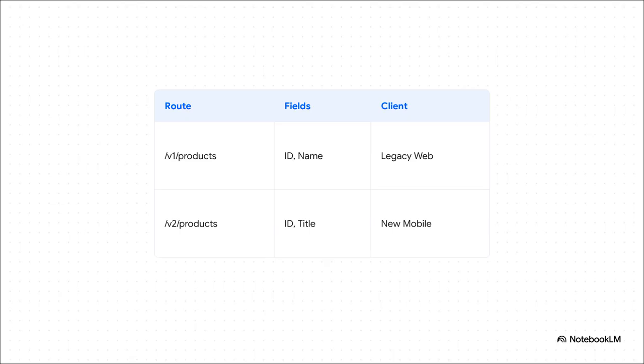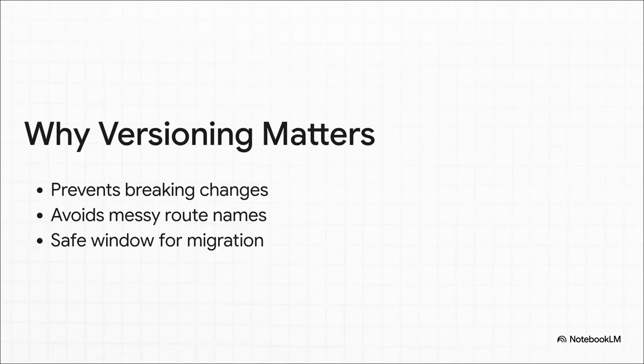If you just go in and change the backend code, you're going to instantly break the legacy web app. Instead, you create a whole new route version, /API/v2/products, which serves that new data structure while leaving the old one intact. Why does this matter so much? Because it completely prevents breaking changes for existing clients.